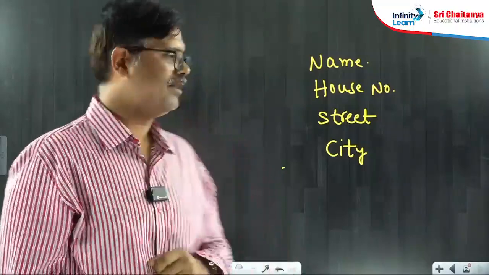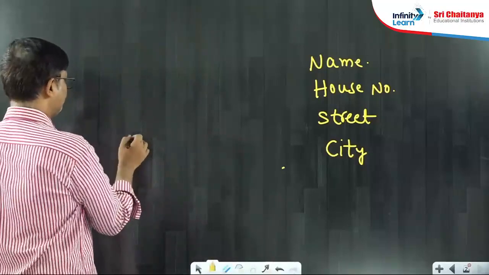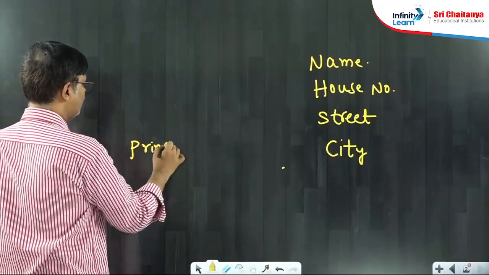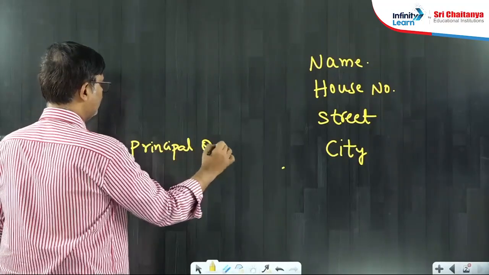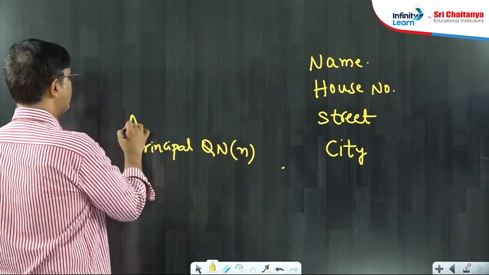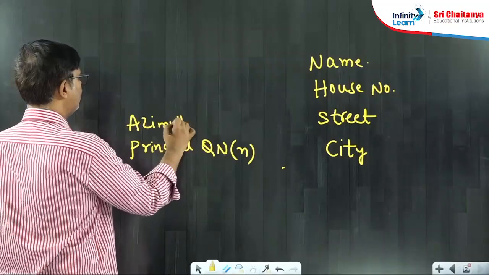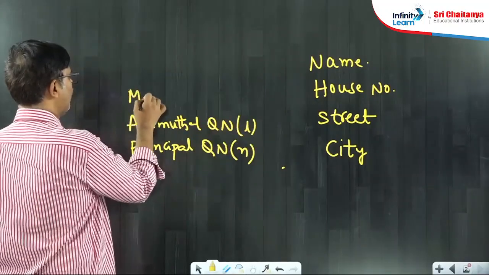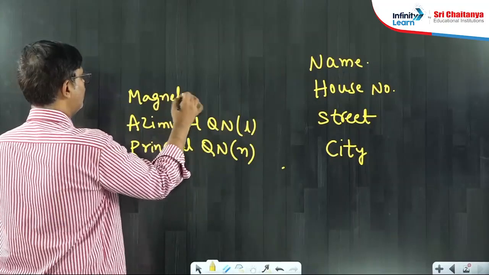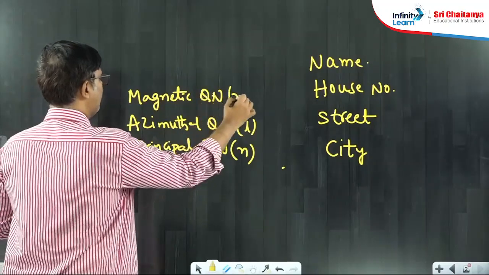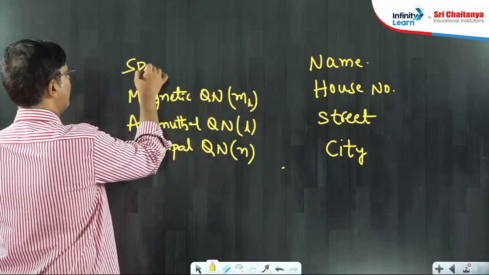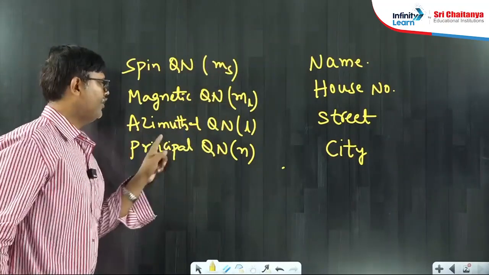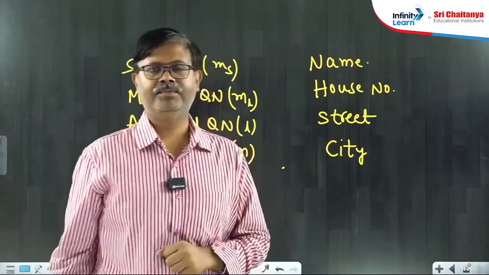Now that address is principal quantum number, that is n, azimuthal quantum number l, and magnetic quantum number ml, and spin quantum number. Principal quantum number is like city name.